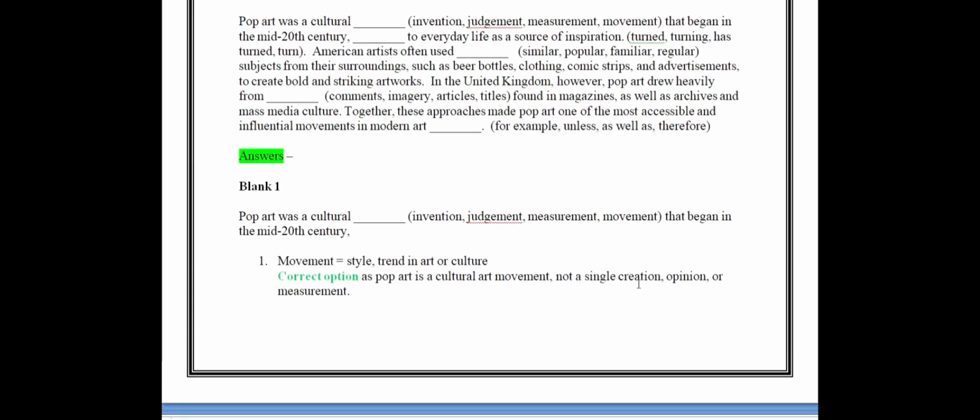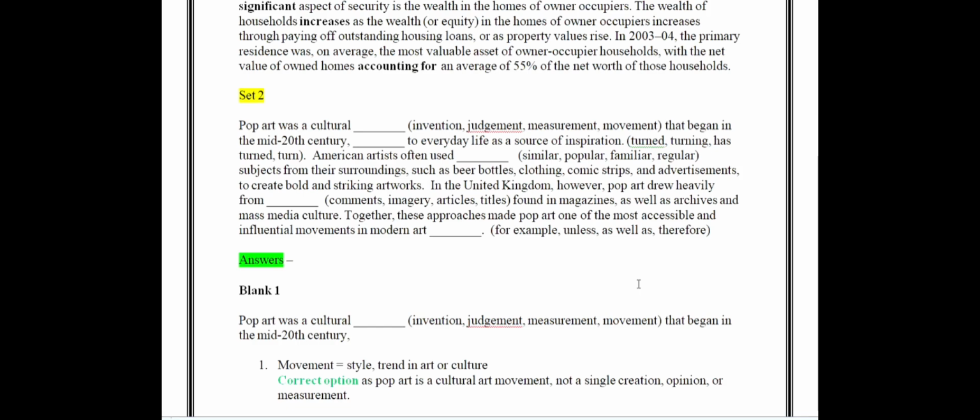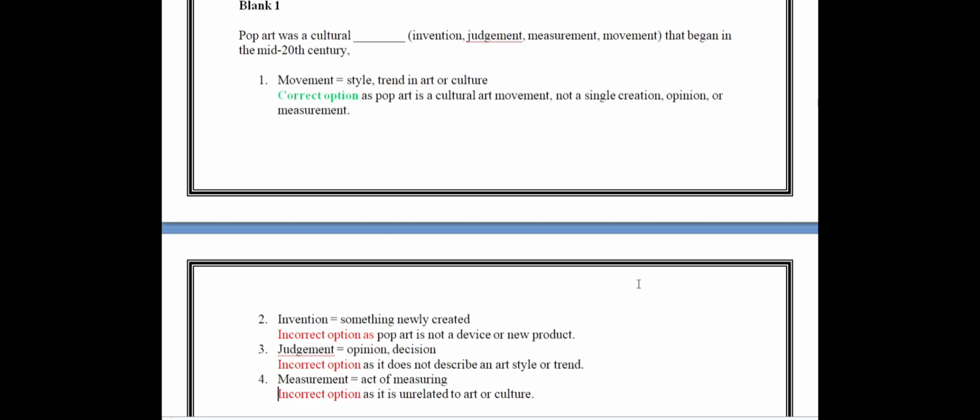Pause the video, quickly read it, make your own answer choices the way we have just learnt. And here we go with each blank again. So blank 1. Pop art was a cultural dash: invention, judgment, measurement or movement.